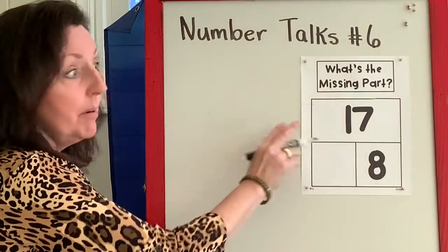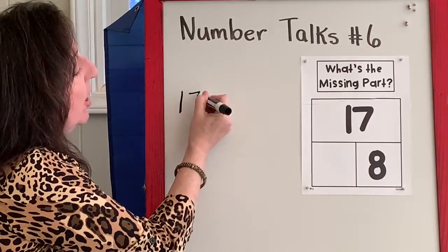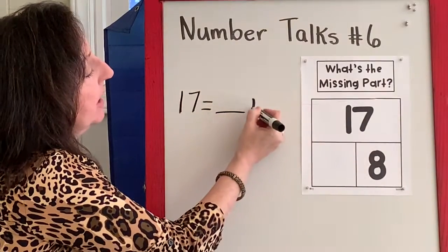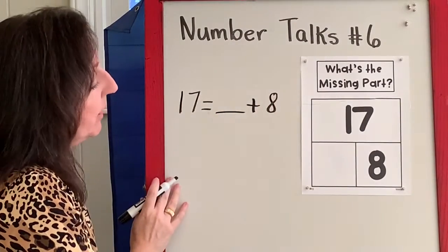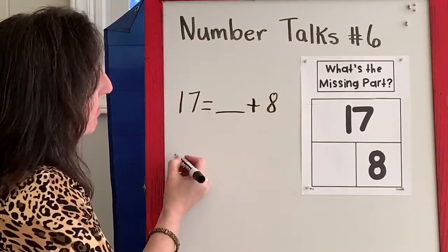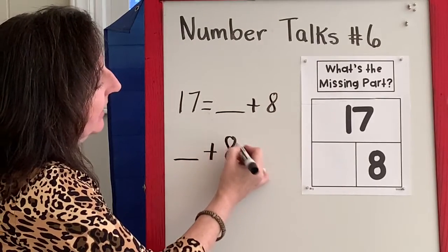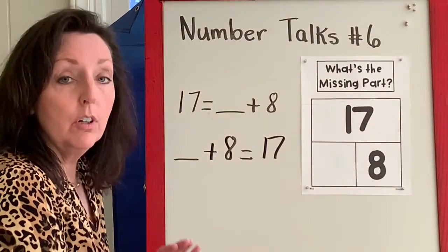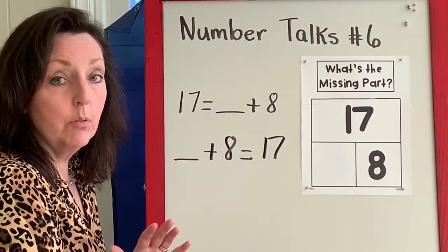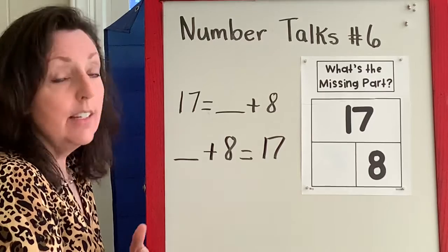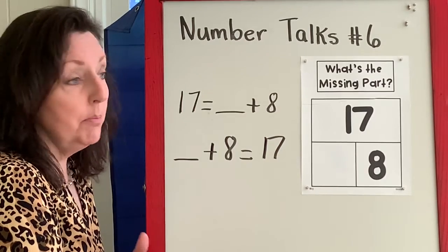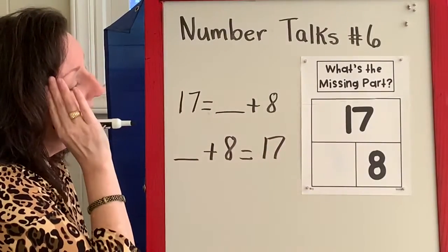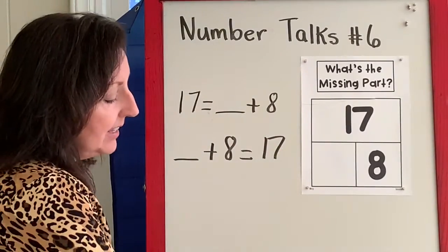We could do like we did before and put the total at the first. 17 equals blank plus 8. That's one way you can do it. Or you could say blank plus 8 equals 17. It's all the same thing. Remember, you can move your numbers around when you're doing addition and still get the same answer, the commutative property. So let's hold 8 in our head. 8, 8, 8. And let's see what comes after 8.